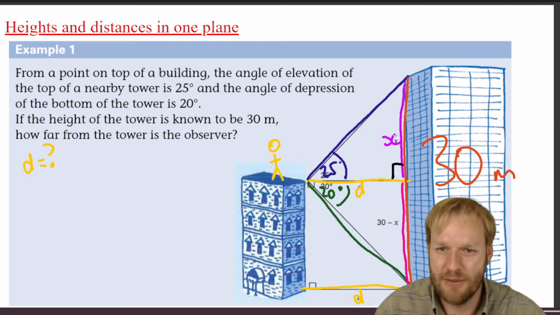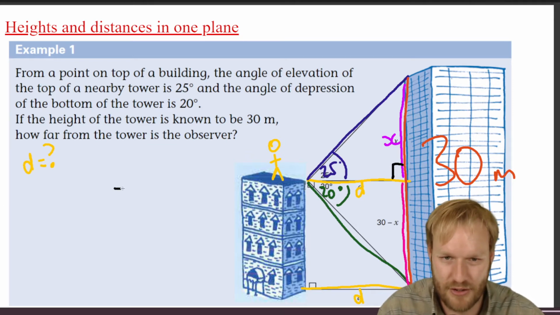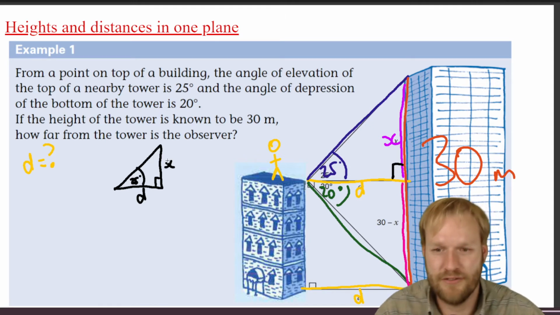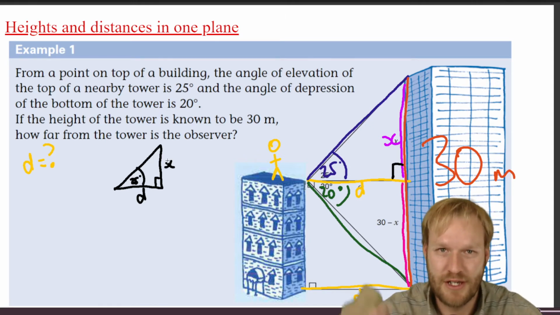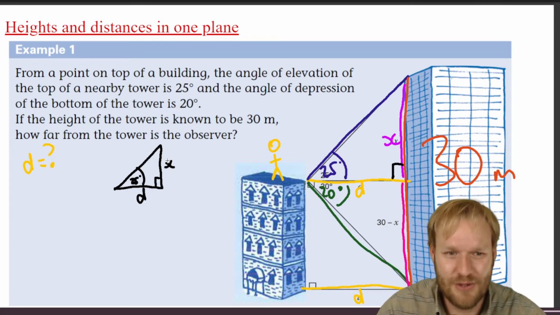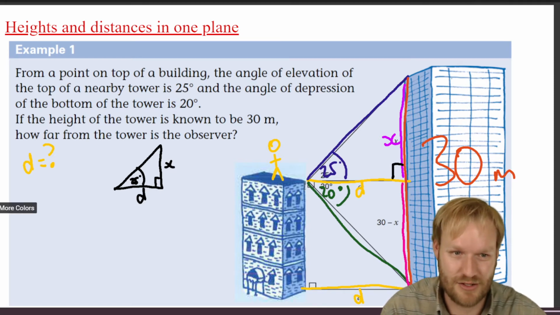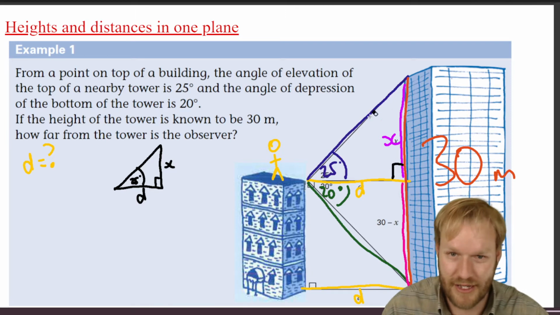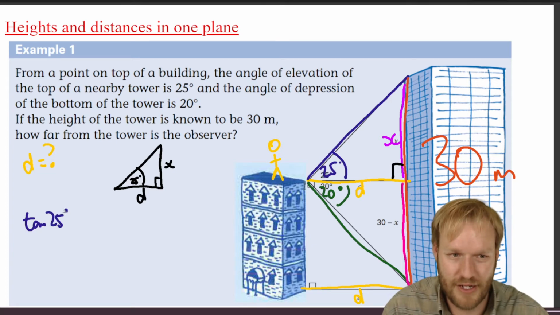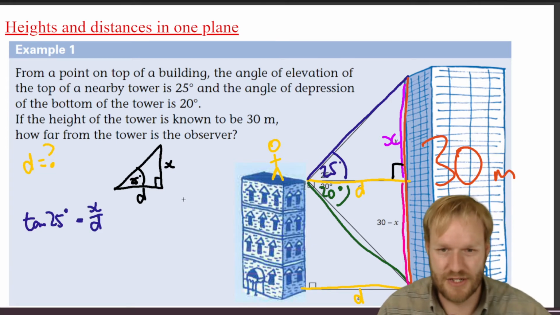Let's start with x and use one of our trig ratios in this top triangle. That triangle has a 25 degree angle and a right angle, and we've got x and d. From the 25 degrees, which trig ratio are we going to use? Sine, cos or tan, and why? Well, I would use tan because we've got opposite and adjacent. So from this top triangle we know that tan of 25 degrees is x over d. That seems quite useful.